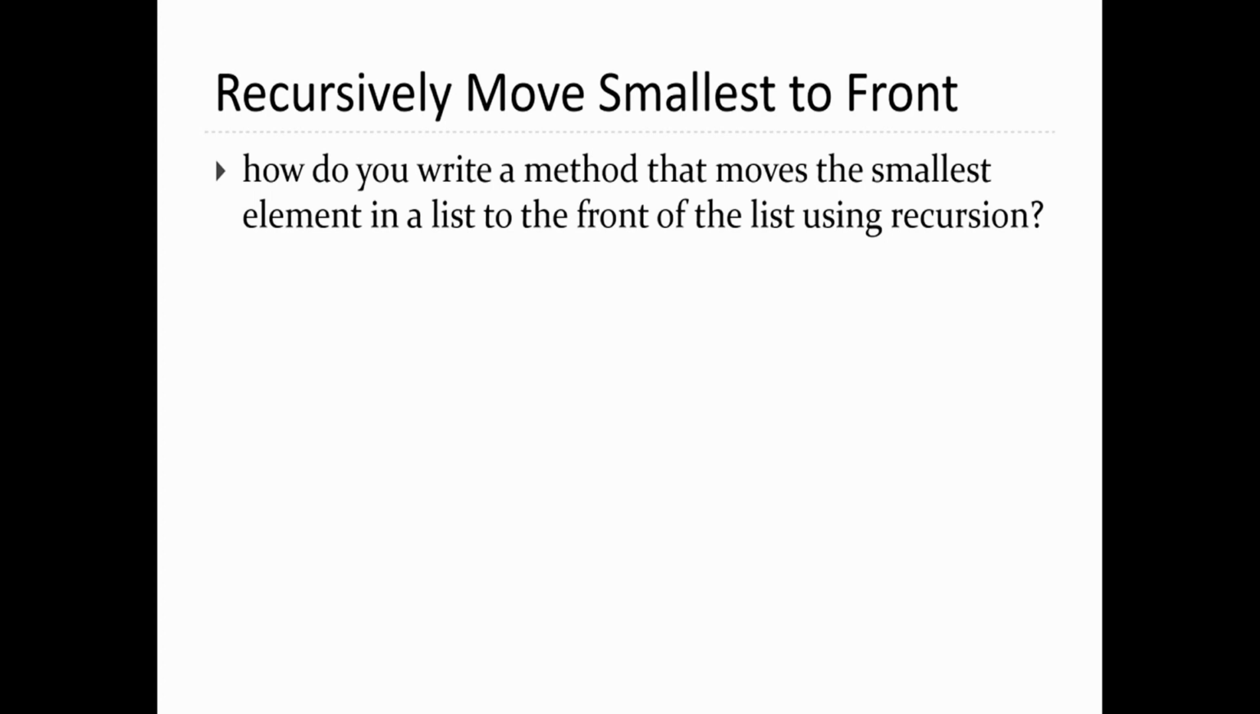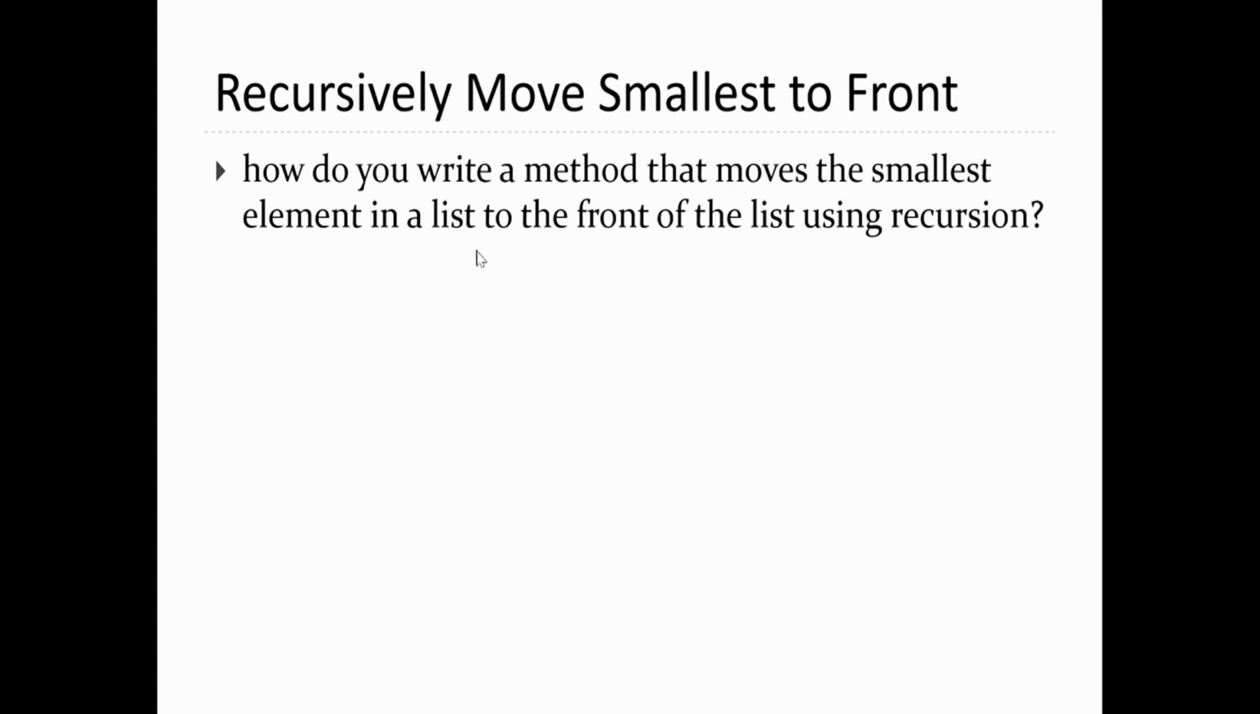Okay, so now suppose I give you a list and I want you to move the smallest element in that list to the front of the list. If I asked you this problem, then the obvious way to do this is you would find the smallest element in the list. You'd write a loop, find the index of the smallest element, and then swap that index with the front element.